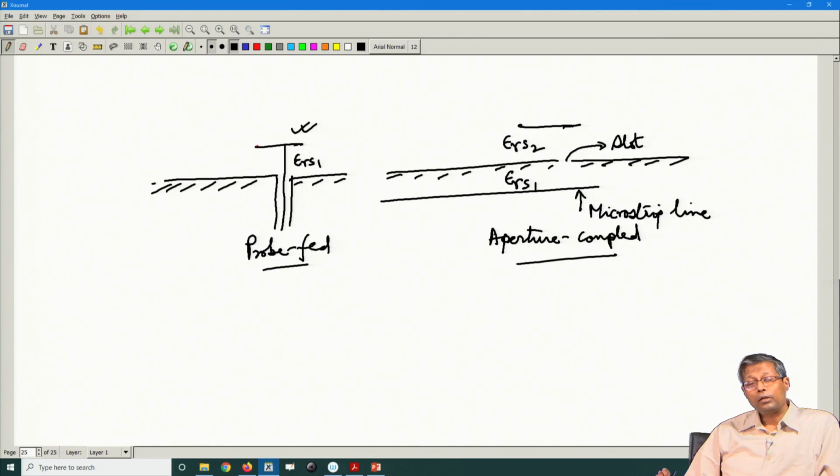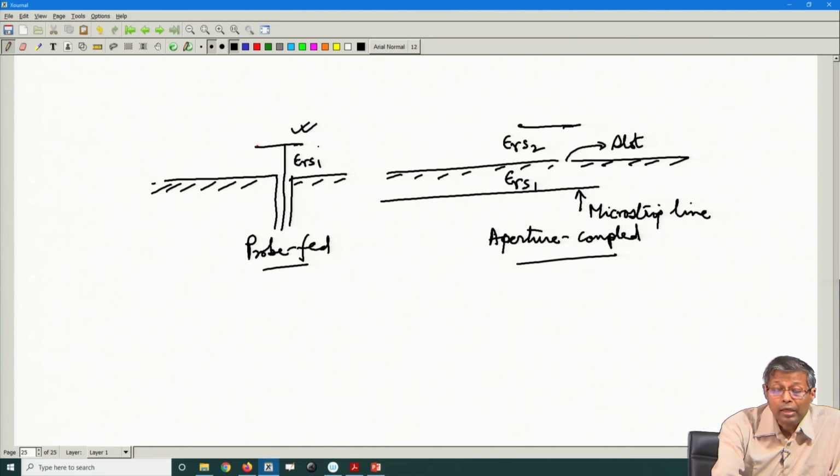After you had made the design, the probe fed patch cannot be changed, because you have made the design in HFSS, you are stuck with that design. If you get a little bit of fabrication error, as you will always get, due to tolerance, your fabricated design will change from the simulation design. Okay. So, there you are stuck, because you cannot change anything after fabrication.